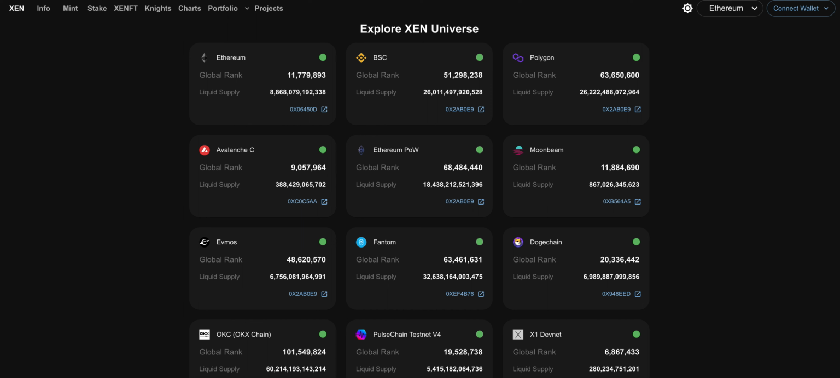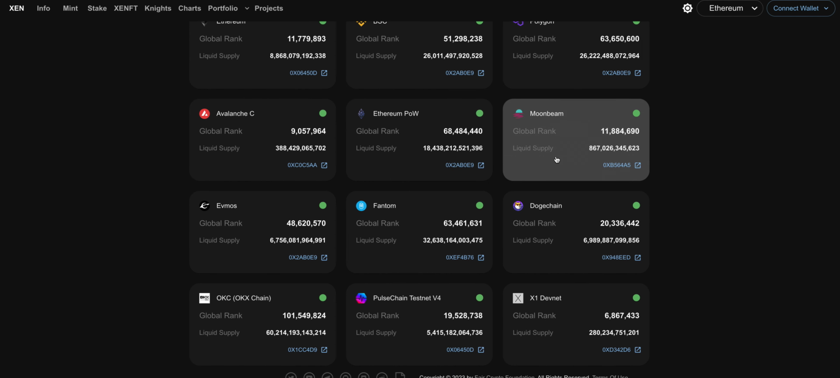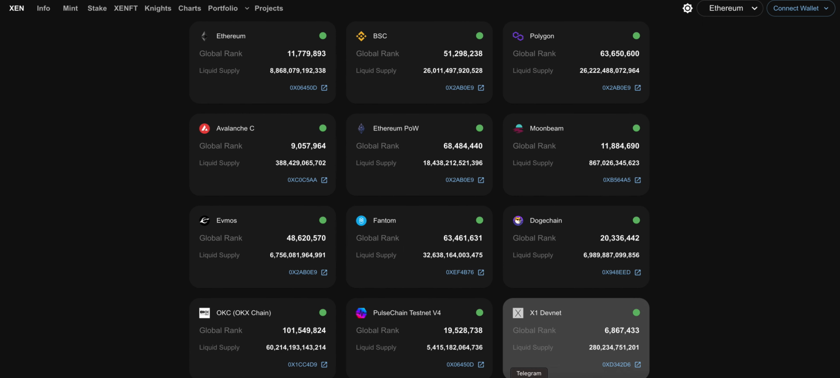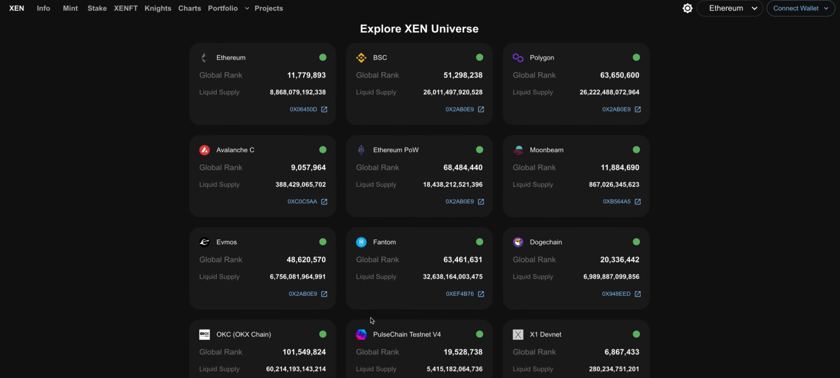I think Phantom might be the sleeper. Who knows? One of them is gonna be a sleeper. I'm not sure which one it is. It may be the one I'm not even on right now. Maybe it's Moonbeam. I want to get a bag in Moonbeam as well. Honestly, it wouldn't hurt to get a bag in each and every one of them, to be honest. Even PulseChain when that launches, that's gonna be a big thing.